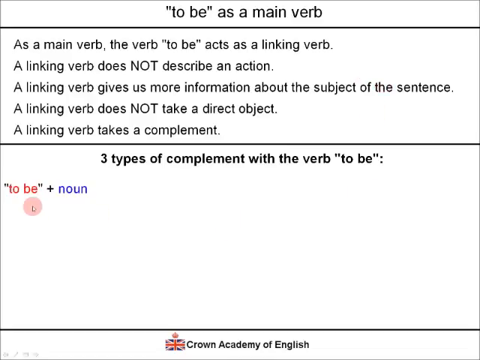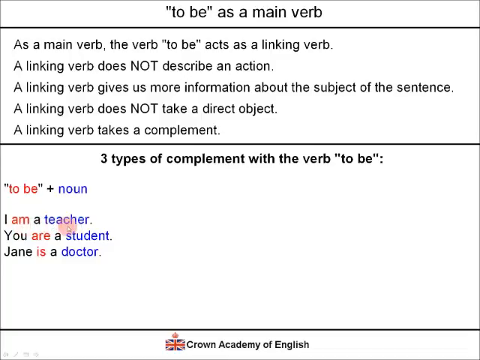So we can have to be followed by a noun. Here are three examples. I am a teacher. You are a student. Jane is a doctor. So here we have the verb to be as a main verb, as a linking verb. And there is no direct object. Teacher is not a direct object of the verb to be.